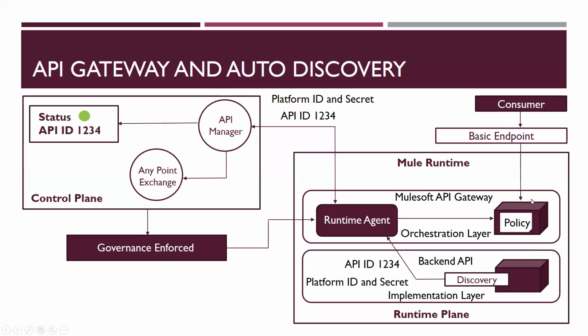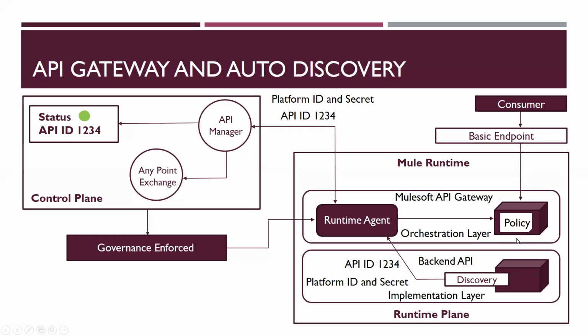This gatekeeper will come into the picture, and once the policy is there, let's suppose we have a basic authentication policy. The API gateway will ask, can you show me your username and password? If the username and password are there and correct, then that request will come here. Otherwise, it will return an authentication error saying you are not allowed.